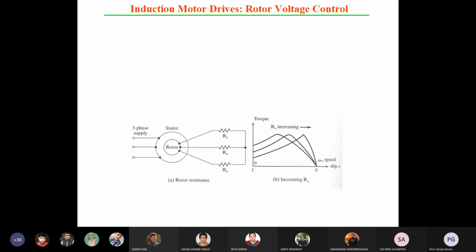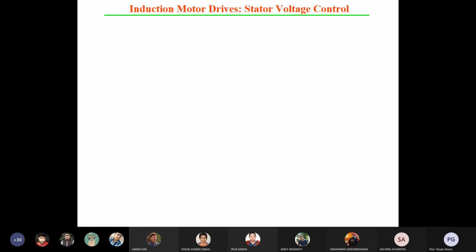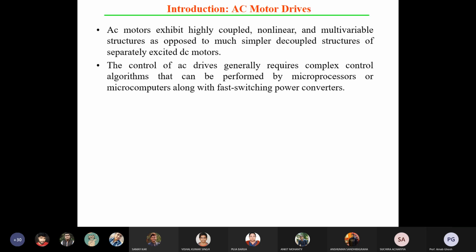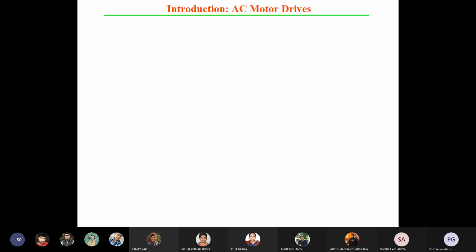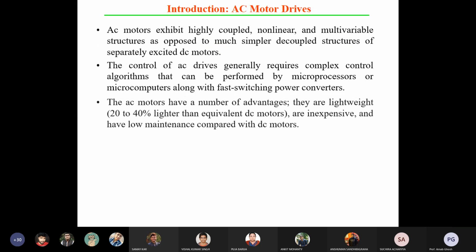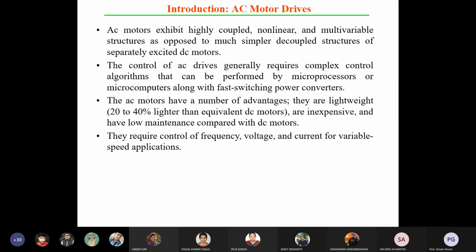Some portion is there for induction motor drives. That induction motor drive may be discussed in my next class, on Friday, so that that module may be completed.